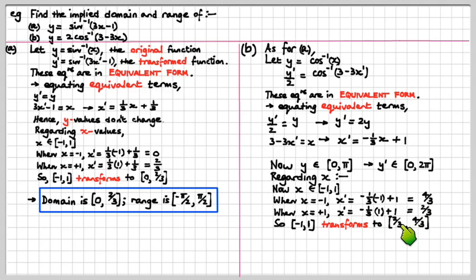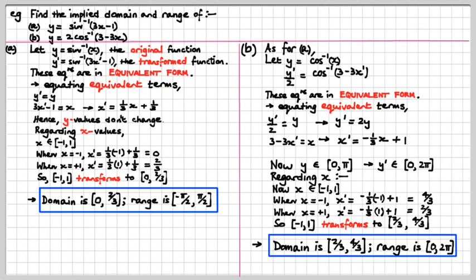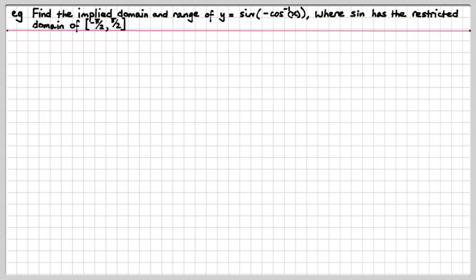You really should write that as 2 over 3 to 4 over 3, shouldn't you? As a proper interval, the lower number first. So that's right. Therefore the domain is from 2/3 to 4/3 inclusive, and the range is from 0 to 2 pi inclusive. And let's hurry up because I've been too long explaining all this.